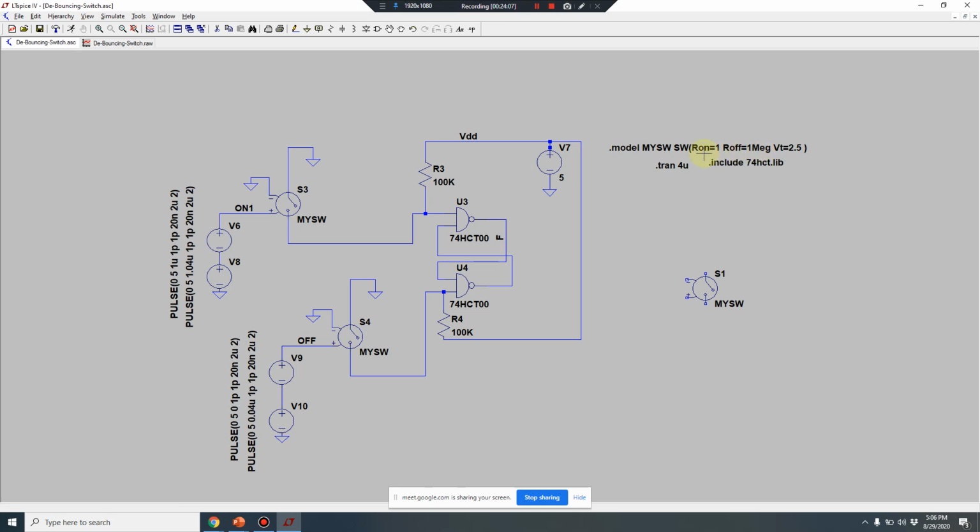So I have selected these two values, one which is very, very low and one which is very, very high. And what is VT? VT is the threshold voltage. If I give anything above 2.5 volts, this will switch on, and anything below 2.5 volts, this will switch off. So this is the way I program my switch.